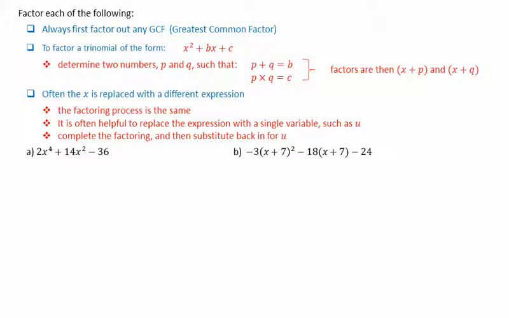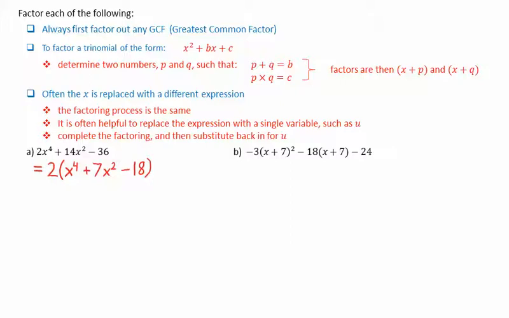For the first trinomial, note here that there is a greatest common factor of 2. We then have inside the brackets x to the 4 plus 7x squared minus 18. Note here we do not have something of the form x squared plus bx plus c because the x has been replaced with x squared.